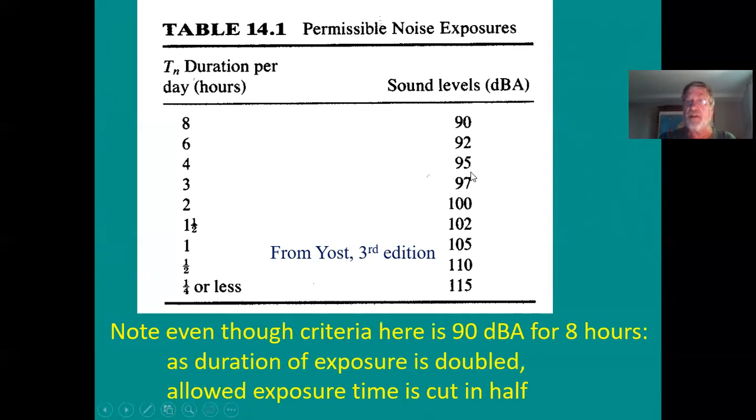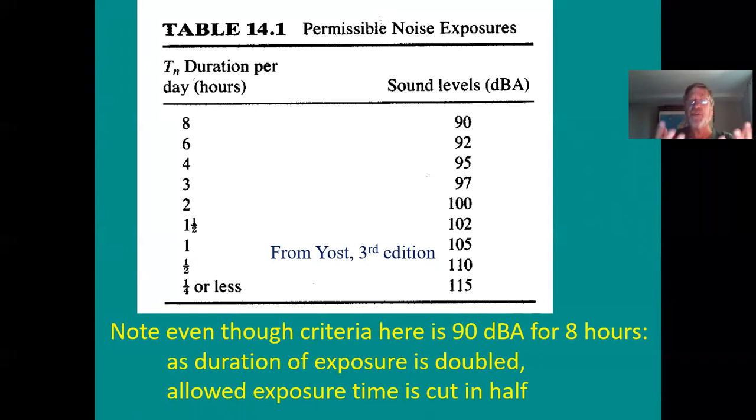When you get to 95, the time is cut in half. Now it's 4 hours. When you get to 100, the time's cut in half again to 2 hours. When you get to 105, the time's cut in half again to 1 hour. Essentially, as the intensity goes up by 5 dB, the allowed time of exposure gets cut in half. Some people say 8 hours for 85 dB. Some people say 8 hours at 90 dB. It just depends on what state you're in, what jurisdiction.